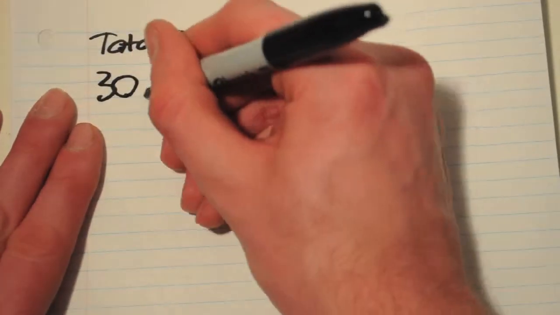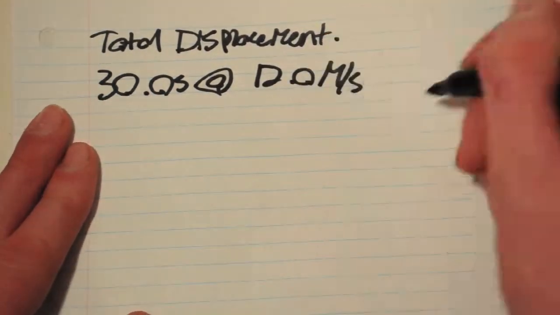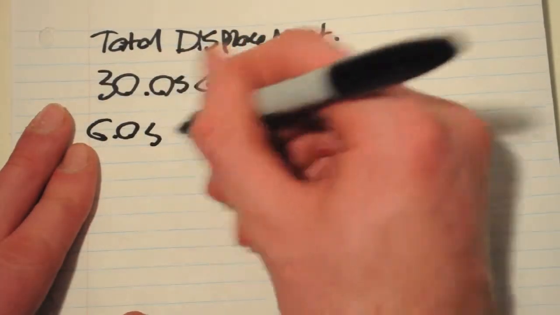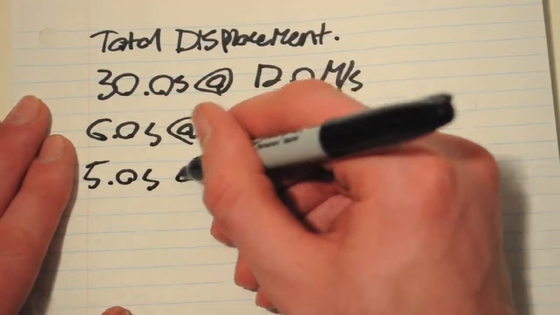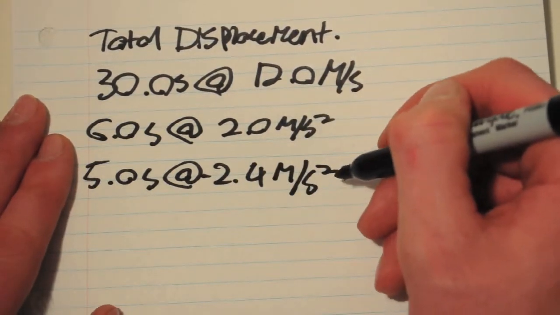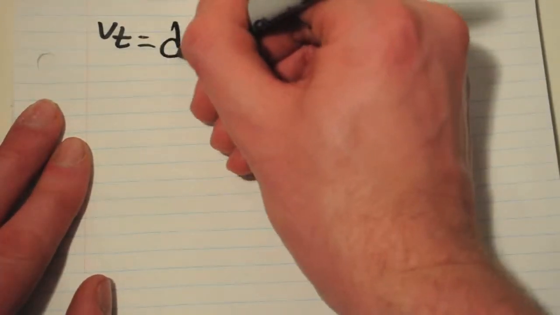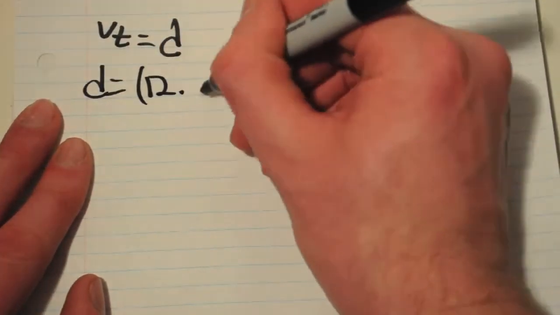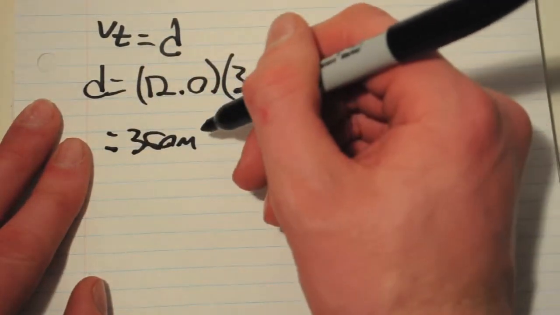Now our total displacement: 30 seconds at 12 meters per second, then 6 seconds at 2.0 meters per second squared, and 5 seconds at negative 2.4 meters per second squared. Okay, first we're going to figure out the longest distance. So that's v times t equals d. That's 12 meters per second for 30 seconds, which is 360 meters.